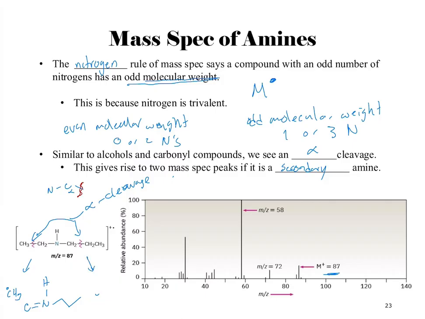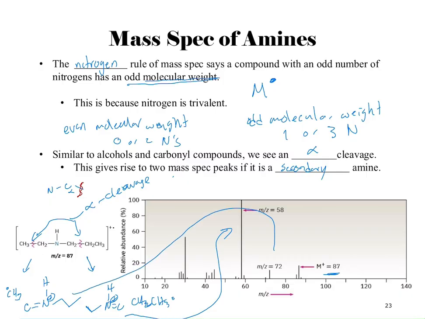Or if we cleave here, we'll get a CH2CH3 radical with the HN double bond C, positive charge there. So those are the 2 different alpha cleavage peaks that we'll see. This peak is going to correspond to the 58 atomic mass because it's smaller. This will correspond to the mass number of 72.